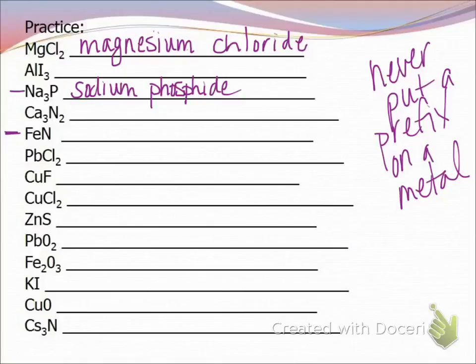So I have iron, which I know can be a +2 or a +3. So I need to look at what it's bonded with. I know that iron is plus something, and nitrogen is a 3-. Since I only have one iron with it, that must mean that I have 3+ iron. So I would need to write that as iron 3 nitride.